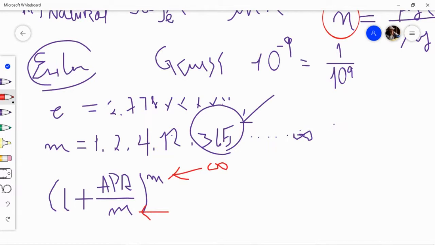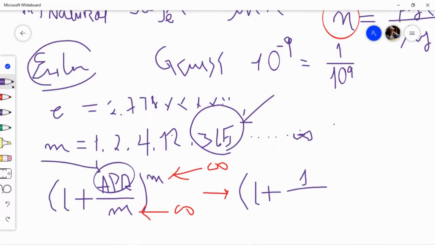Also, that means this goes to infinity. Then this whole thing will become one plus. And let's assume that APR is 100%. 100% is 1, right? Because it is 1, we can replace it with anything later.